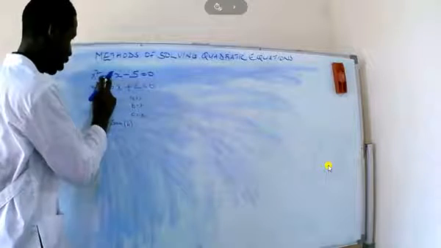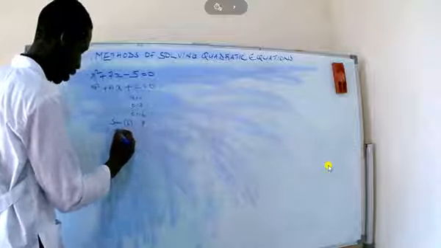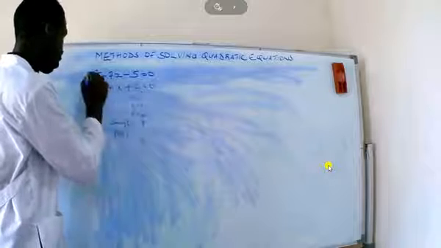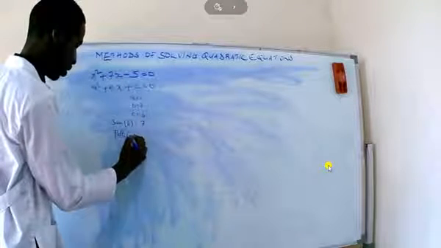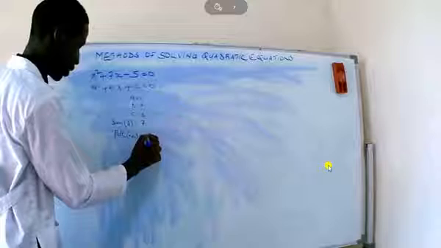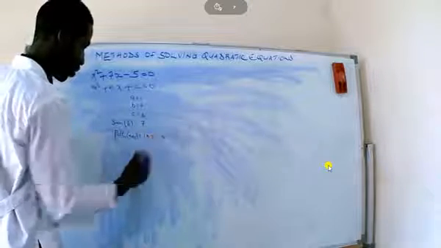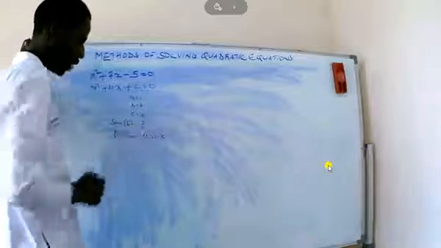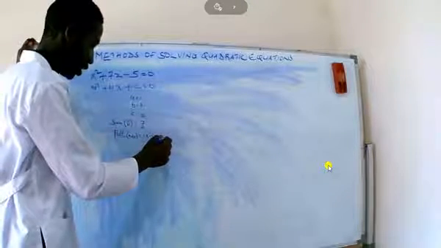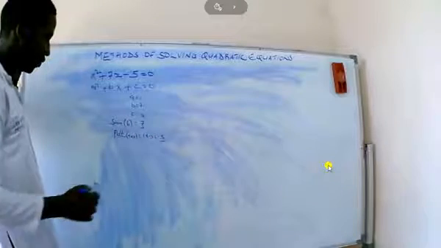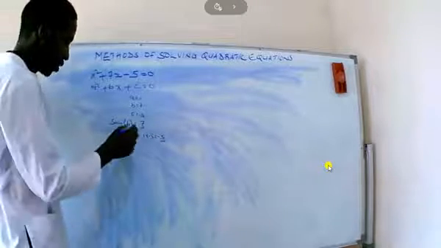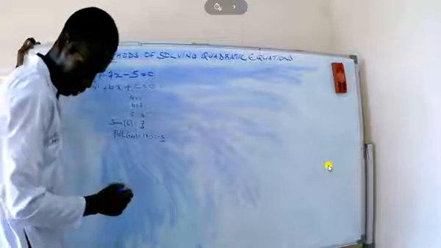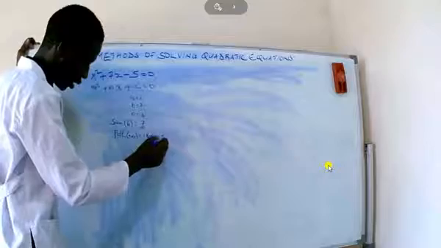The sum is b, which is going to be positive 7. Then the product is a times c, 1 times negative 5. This gives us negative 5. So we look for two numbers whose sum is 7 and the product is negative 5.